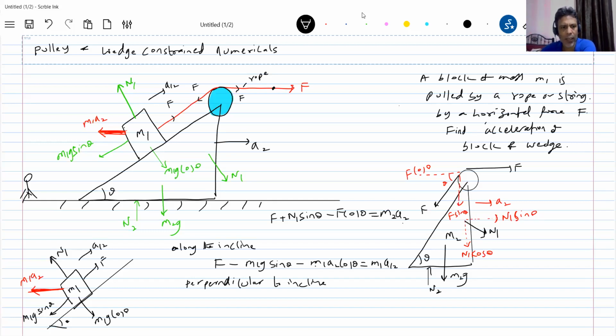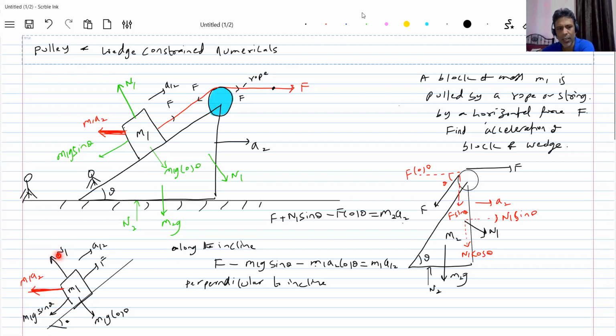Now, the person on the wedge says the block moves along the incline. So what should be the net force perpendicular to the incline? It should be 0, no? In this direction. So what is this equation? F minus m1 g sin theta minus m1 a2 cos theta equals m1 a12. This is along the incline.